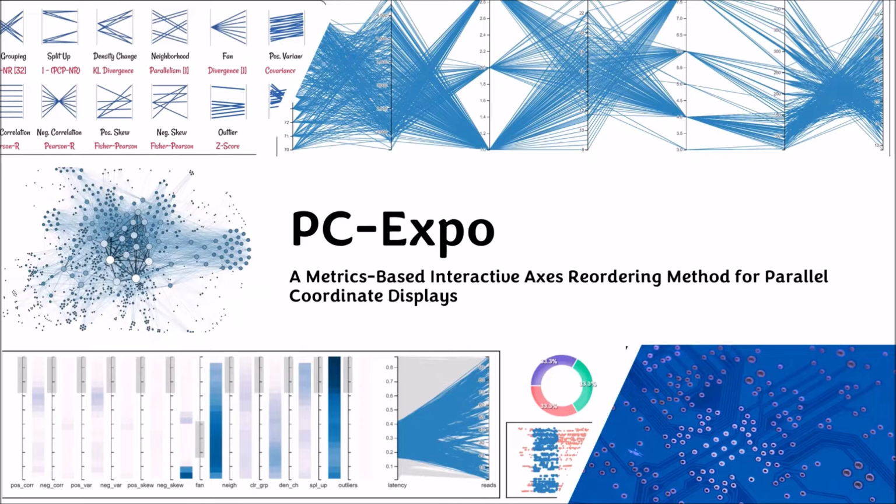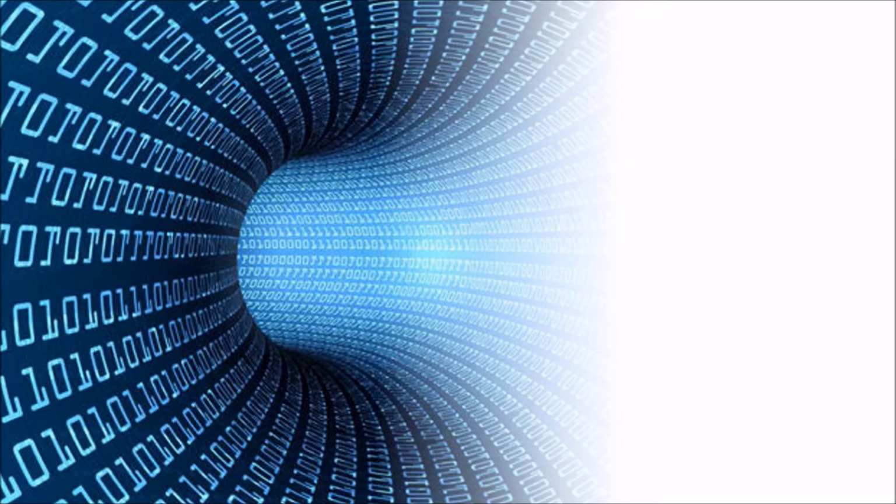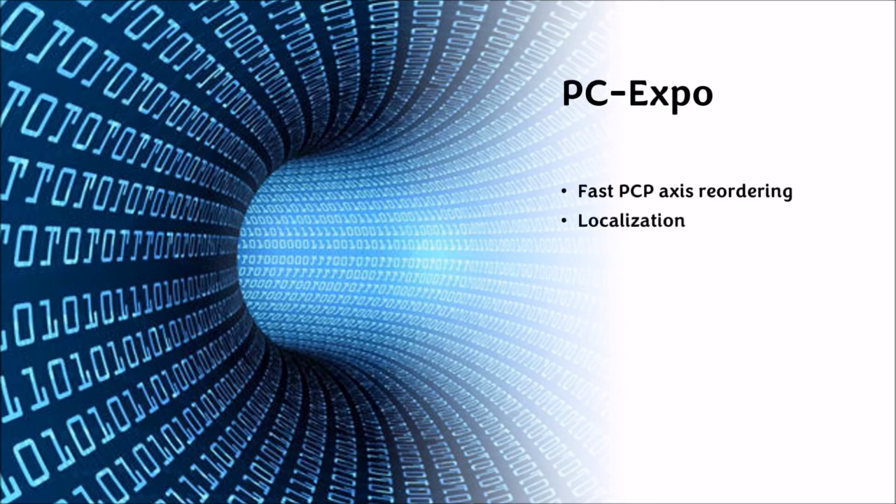for parallel coordinate displays. PC-Expo offers several advantages like fast implementation with localization support for detecting patterns on low-level smaller regions in the data using a human-in-the-loop interface. With PC-Expo, users can use their domain knowledge to reorder the axis and add explainability to why a particular axis ordering was obtained for a given set of criteria.